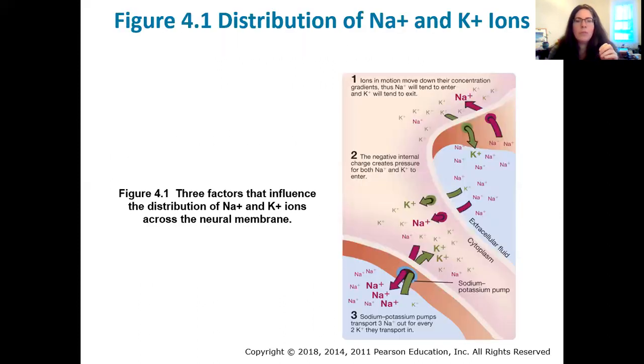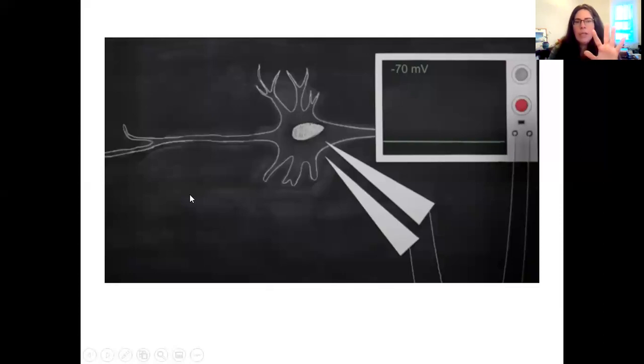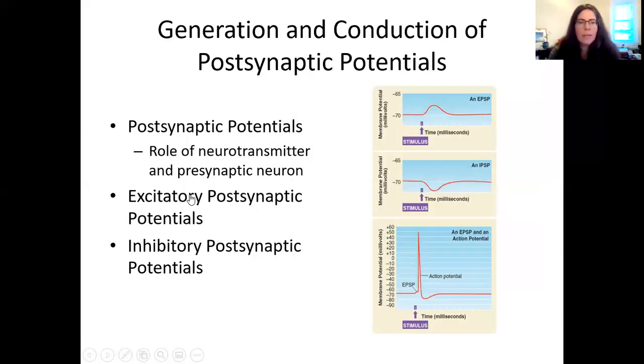So again, this is a figure that shows the movement of the ions through the gates, the direction of the movement for each of these ions. And here's a video that will help describe all of that. Now again, the nerve impulse is going to be influenced by the change in the membrane potential, or the change of the charge within the cell compared to the charge outside of the cell.